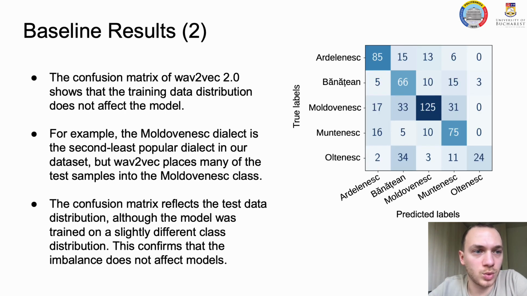Besides the results, we also added a confusion matrix. The confusion matrix of WAV2VEC 2.0 shows that the training data distribution does not affect the model. For example, the Moldovenesc dialect is the second least popular dialect in our dataset, but WAV2VEC places many of the test samples into the Moldovenesc class. The confusion matrix reflects the test data distribution, although the model was trained on a slightly different class distribution. This confirms that the imbalance does not affect models.